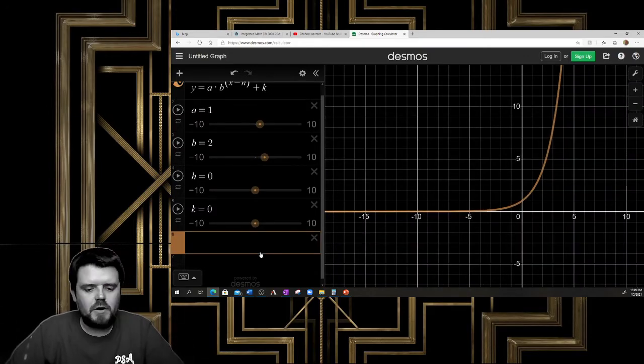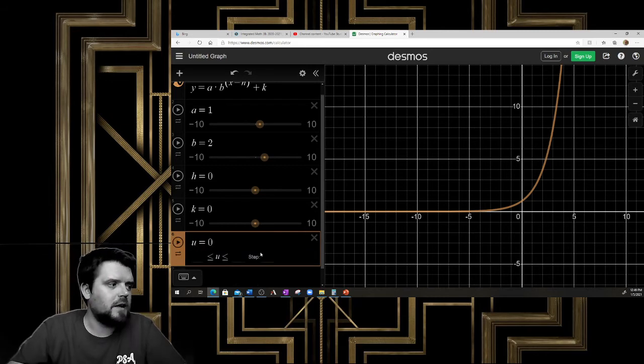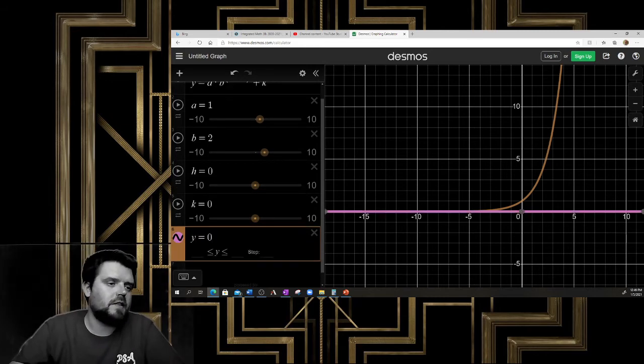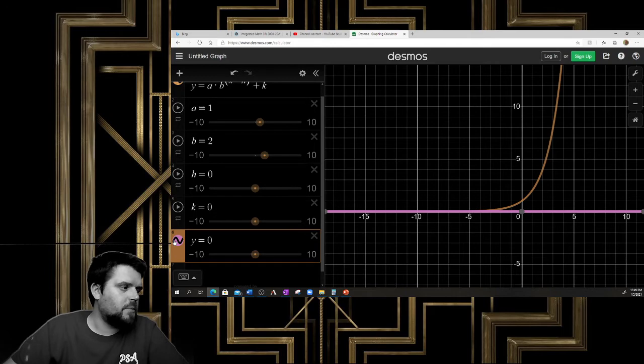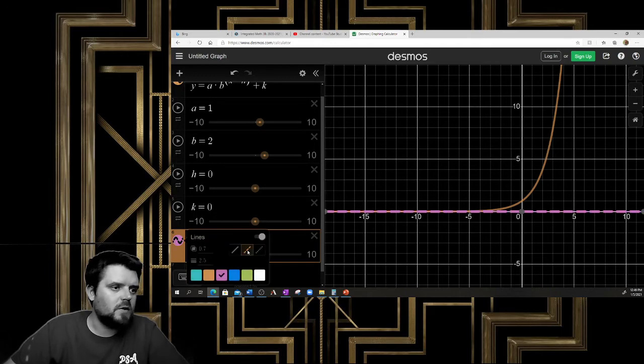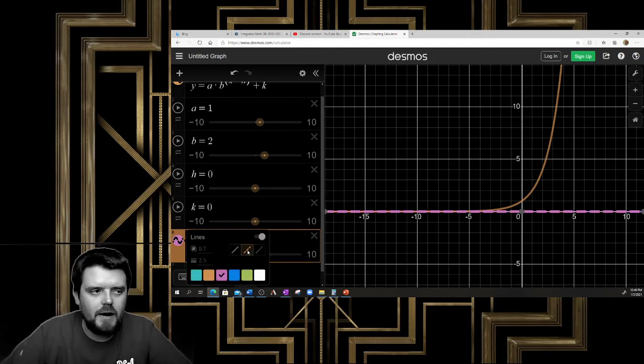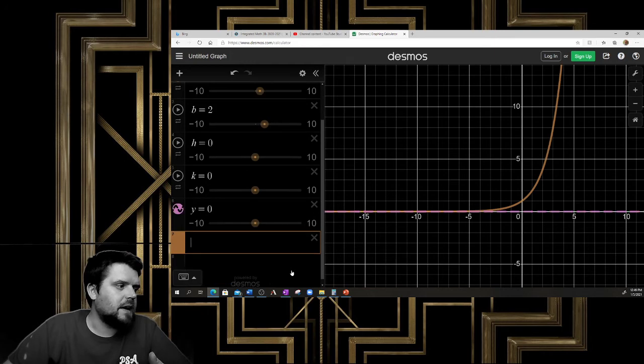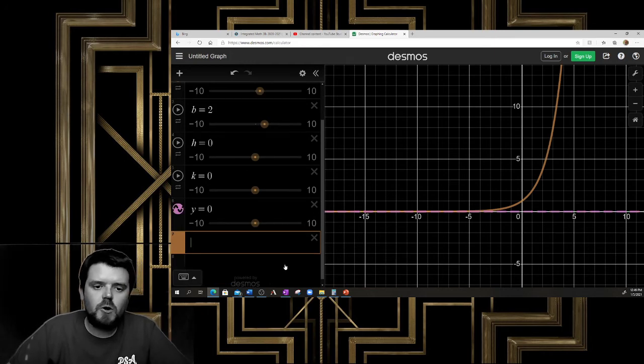Here, for the parent function, our asymptote is the y-axis, or sorry, the x-axis. If we were in person, I would also ask you to sketch that as well, and typically you do it as a dotted or dashed line. You can do that on Desmos as well here, just to indicate where your asymptote is. As I change my k value, the asymptote will also change.